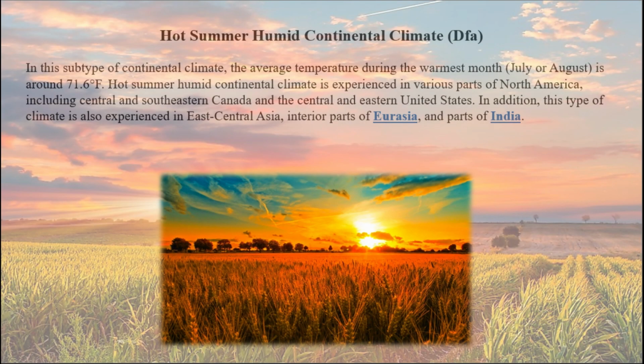Hot summer humid continental climate, DFA. In this subtype of continental climate, the average temperature during the warmest month, July or August, is around 71.6 degrees Fahrenheit. Hot summer humid continental climate is experienced in various parts of North America, including central and southeastern Canada and the central and eastern United States. In addition, this type of climate is also experienced in East Central Asia, interior parts of Eurasia, and parts of India.